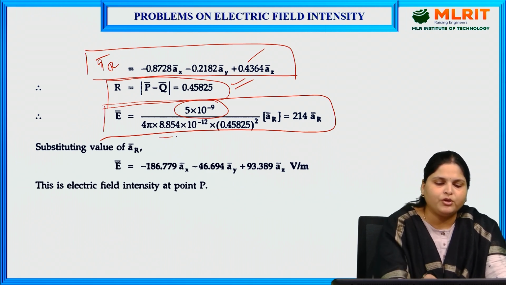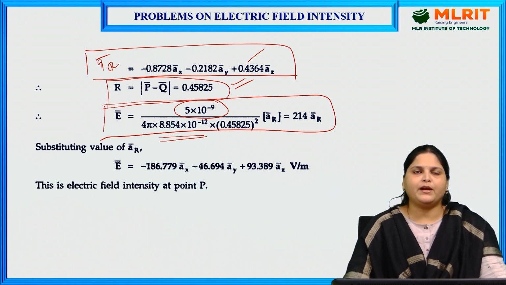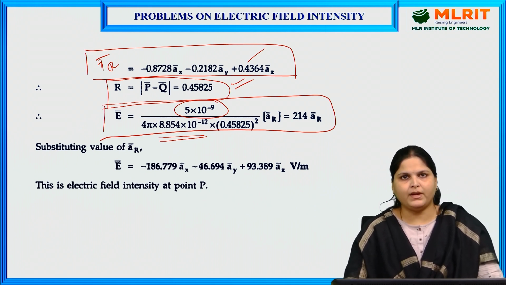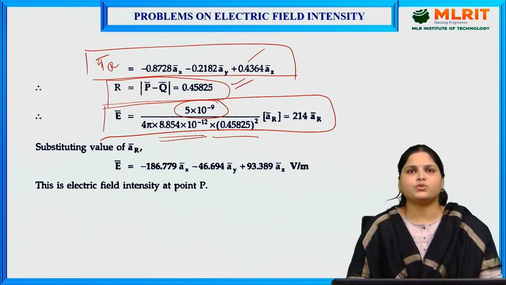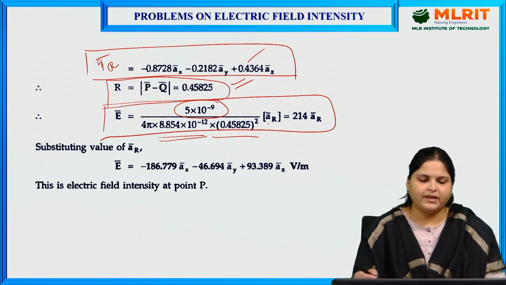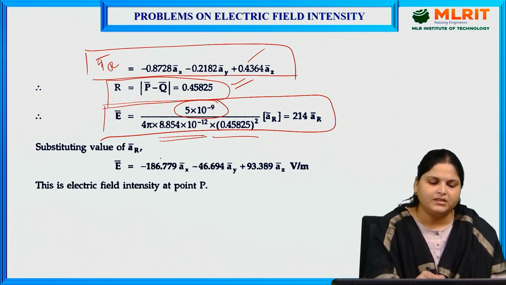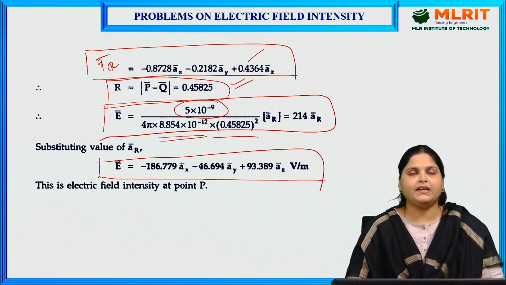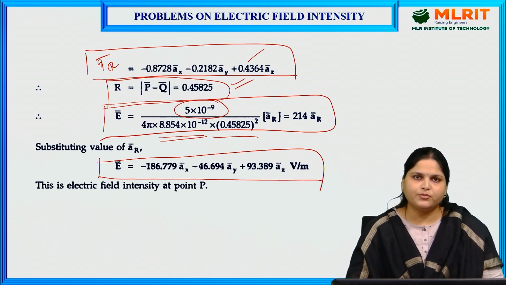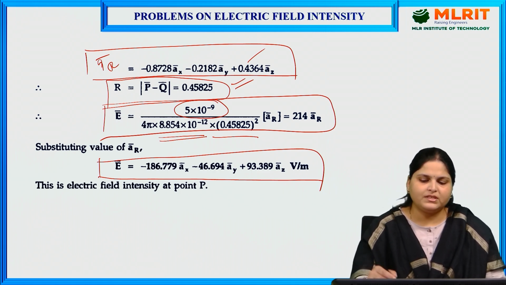As we know, the value of epsilon naught is the permittivity in free space. Its value is 8.854 into 10 to the power minus 12, into R square, 0.45825 square, right? Into AR also we can put here, and on further solving we get E equals minus 186.779 AX minus 46.694 AY plus 93.389 AZ volts per meter. So this is the answer.